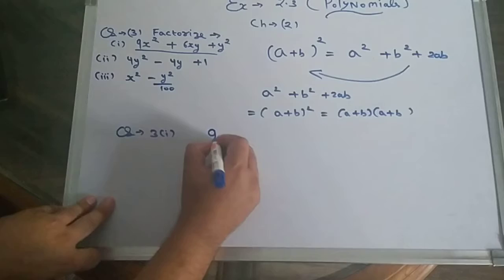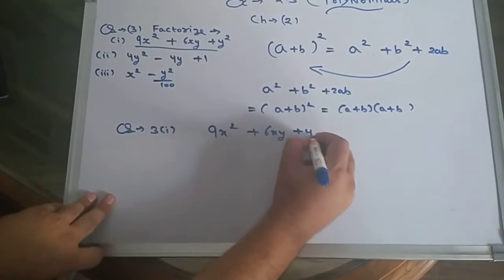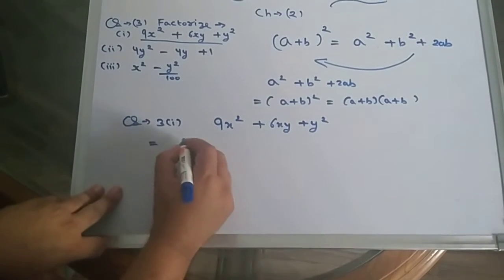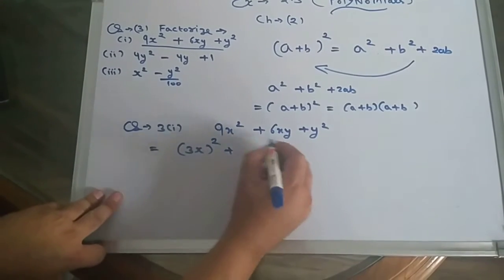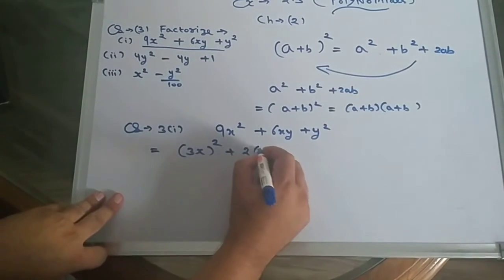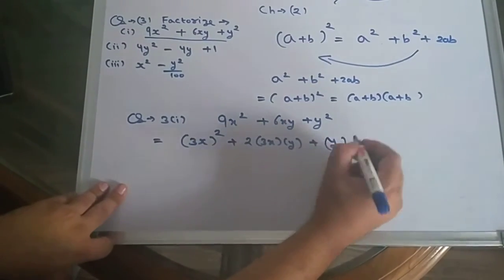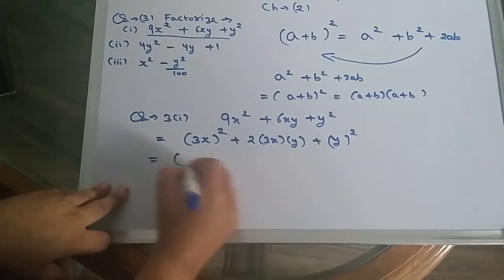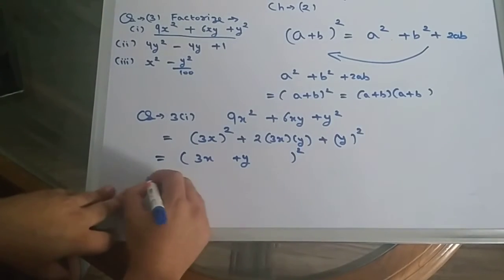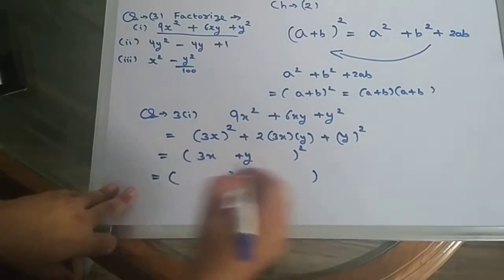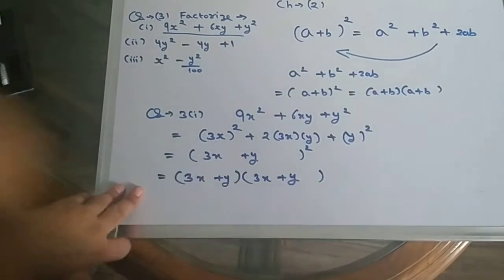It is 9x square plus 6xy plus y square. We can easily write 9x square as (3x) whole square, and 6xy as 2 into 3x into y, and y square can be written as y whole square. If we write this in the form (3x plus y) whole square, then we can write it as a multiple of (3x plus y) and (3x plus y).